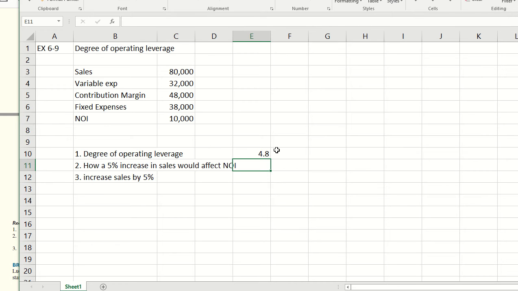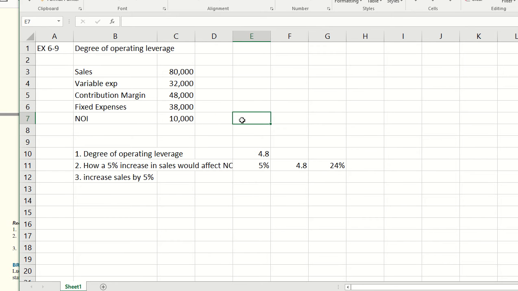So the formula to calculate an increase in sales, if it goes up by 5%, we can multiply our degree of operating leverage by that, and that should tell us how much net operating income is increasing. And so I could multiply that right across, and it looks like it's going to be 24%. So as sales increase by 5%, net operating income will increase by 24%.